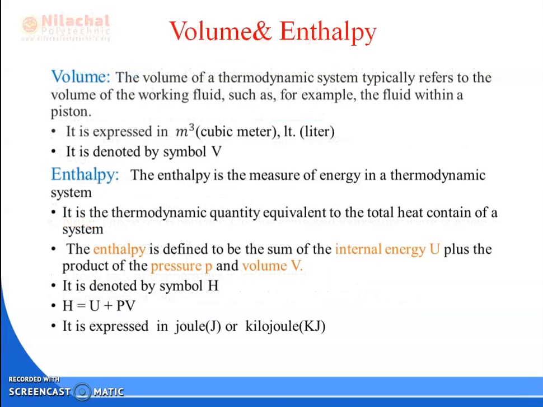Then next is volume and enthalpy. Volume is also a property. Volume of a thermodynamic system typically refers to the volume of the working fluid, or you can say the volume of the system, such as, for example, the fluid within a piston. The fluid is your volume. It is expressed in meter cube or cubic meter, liter, and denoted by the symbol V. 1 liter is equal to how many meter cube? 1 liter is equal to 10 to the power minus 3 meter cube.